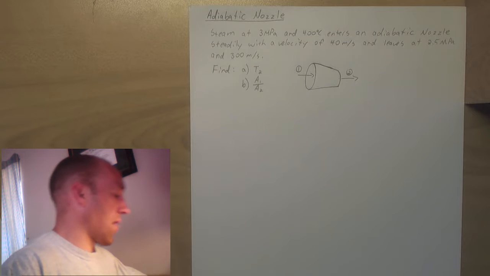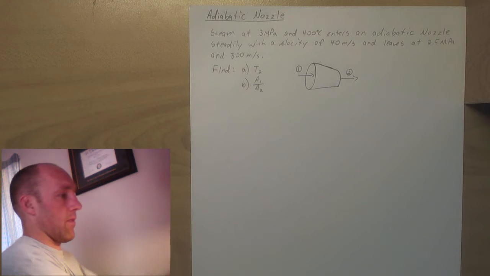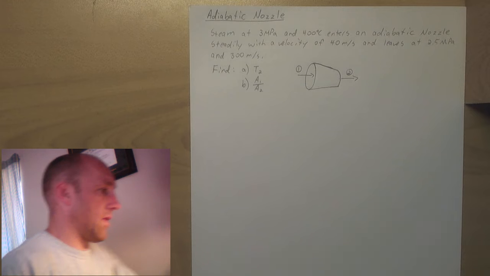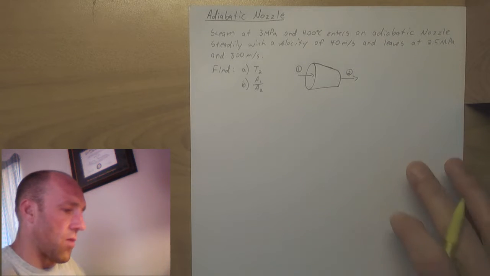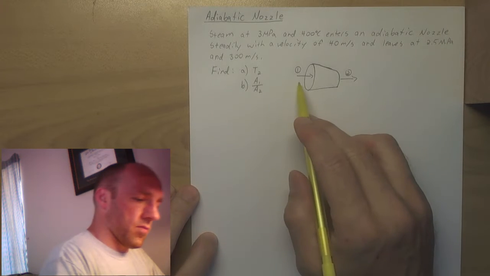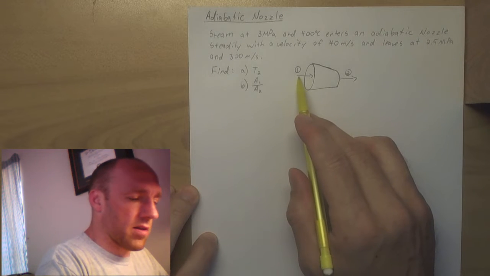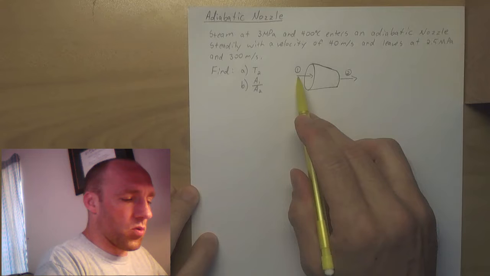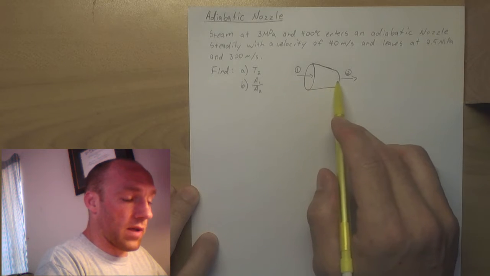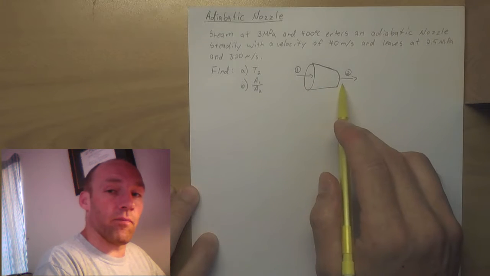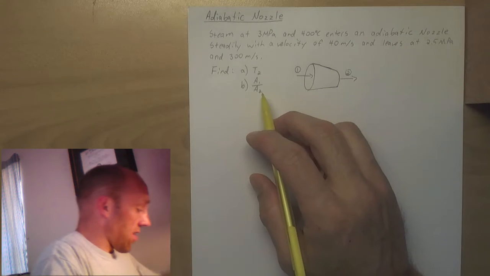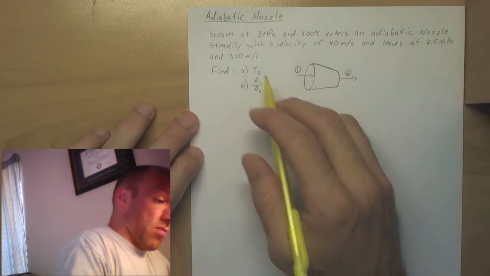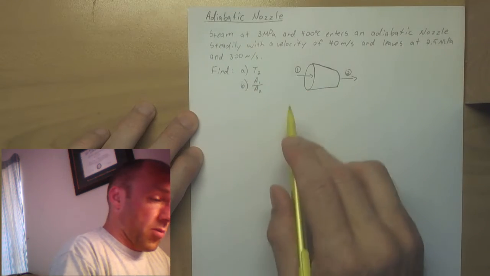Okay, so our first example is the adiabatic nozzle. You remember the adiabatic nozzle, or a nozzle in general: the purpose of it is to increase the velocity of the fluid. So we have to dissect this a little bit. Let's understand what the problem is saying.